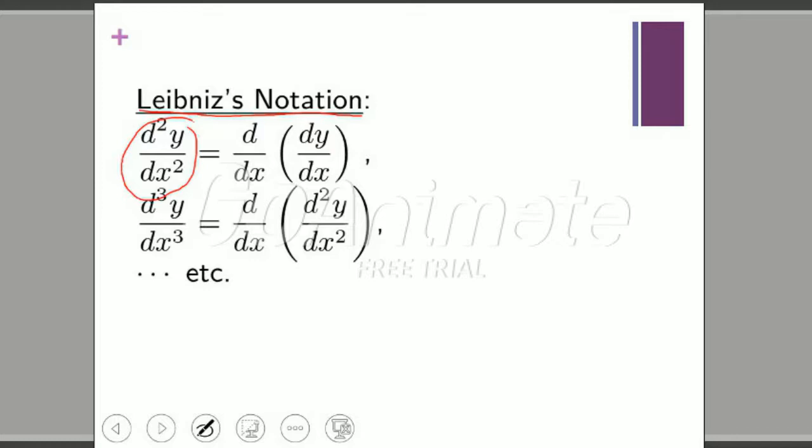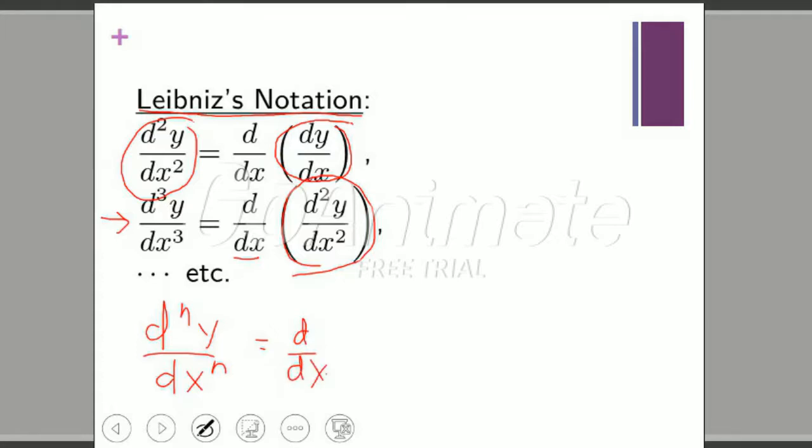So it's the derivative of the derivative, right? Similarly, you can denote the third derivative as d cubed y over dx cubed, which is the derivative of the second derivative. Okay? And so on and so on. You can denote the nth derivative of y as d^n y over dx^n, which is the derivative, right, of the (n minus 1)th derivative.